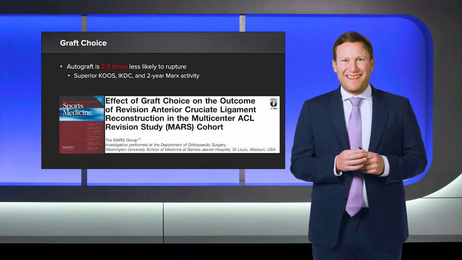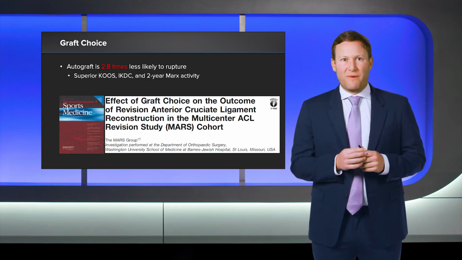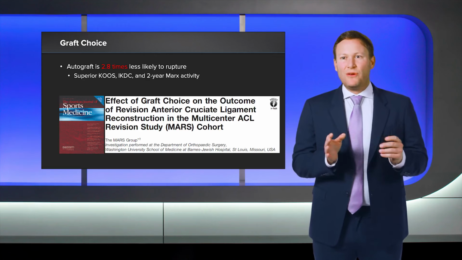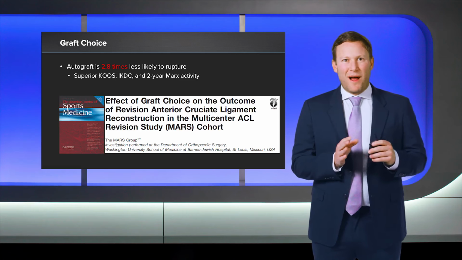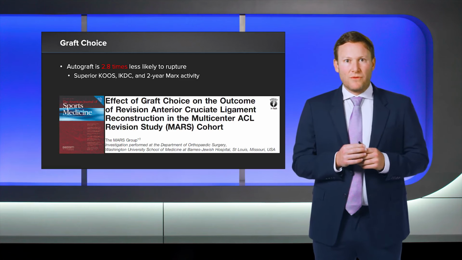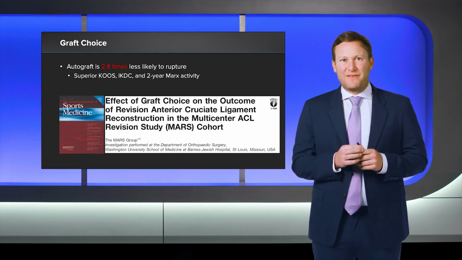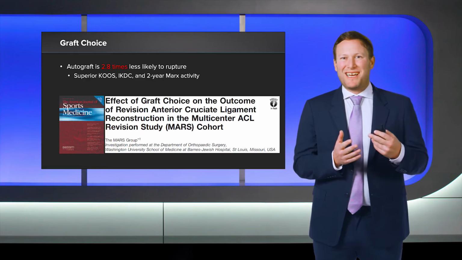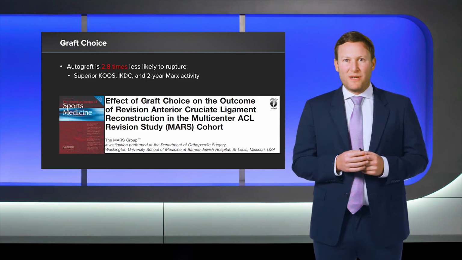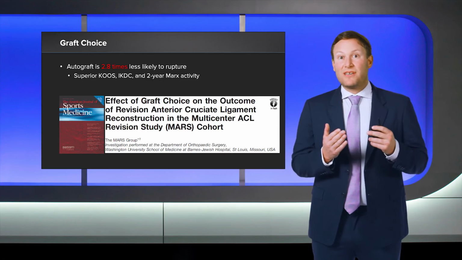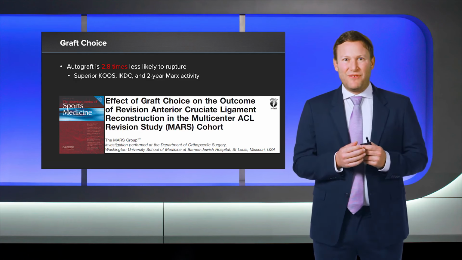Another tip or trick that I think is important is graft choice for revision. I almost exclusively am using autograft, and I think quadriceps have begun to really become the mainstay of treatment for me for these types of scenarios. In this paper, autograft is 2.8 times less likely to rupture with superior subjective scores and activity scores at 2 years. So please consider autograft revision if you can.